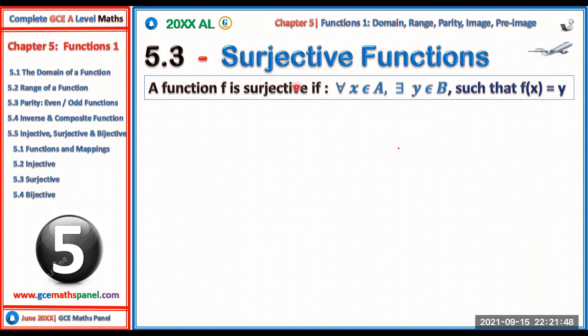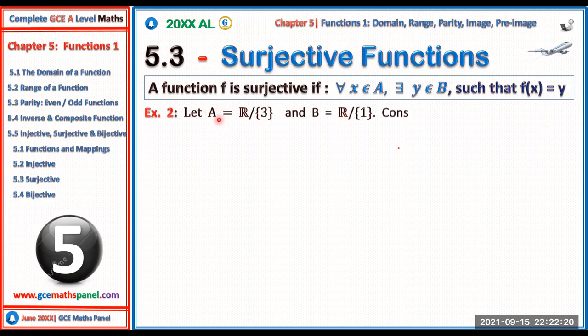So what's the meaning of this sign, this opposite E? If there exists. Okay, sir. So I'll read this as: a function f is surjective if for every, this A that's upside down means for every x, an element of A, there exists y, an element of B, such that f of x is equal to y. Let us take an example to explain this definition.